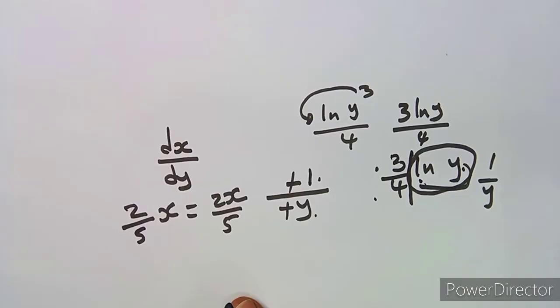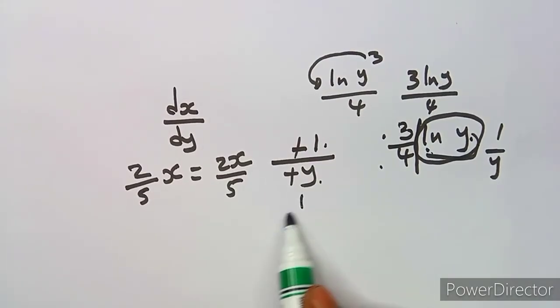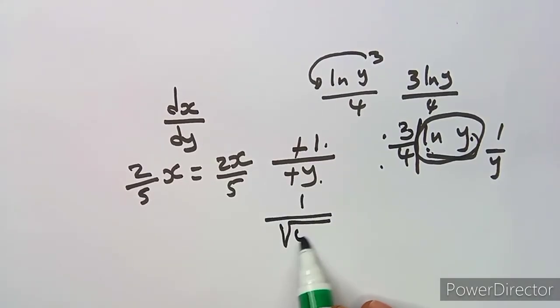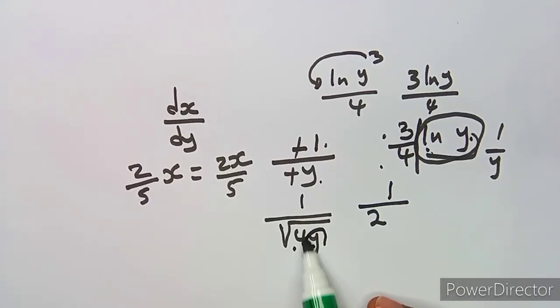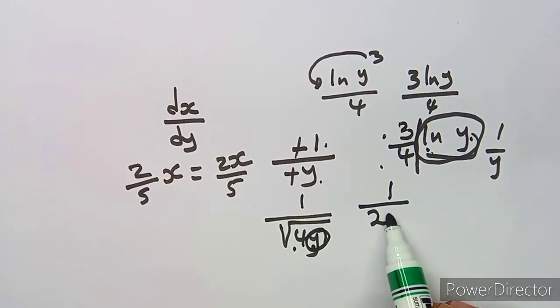Okay, we move on to 1 over the square root of 4y. So let's first write it down. 1 over the square root of 4y, like this. The square root of 4 we know is 2, so this means 1 over 2, but we can't determine the square root of y, so it's going to be the square root of y, like this.